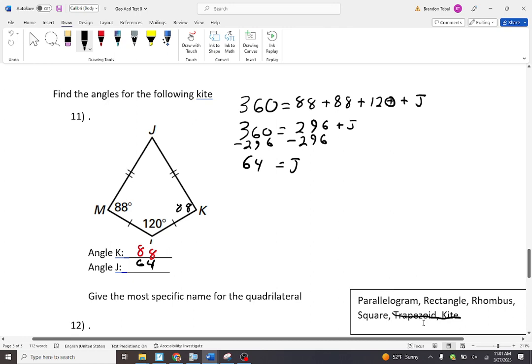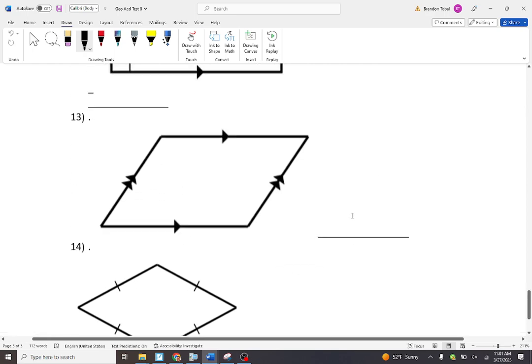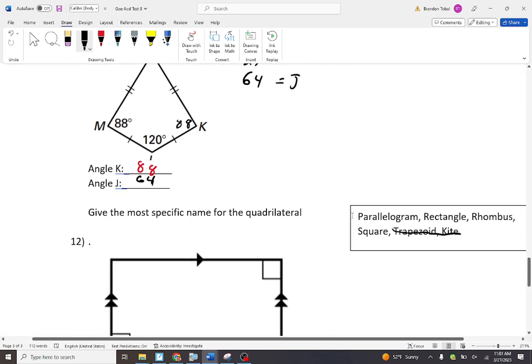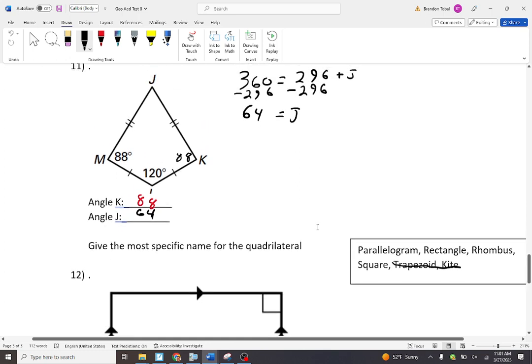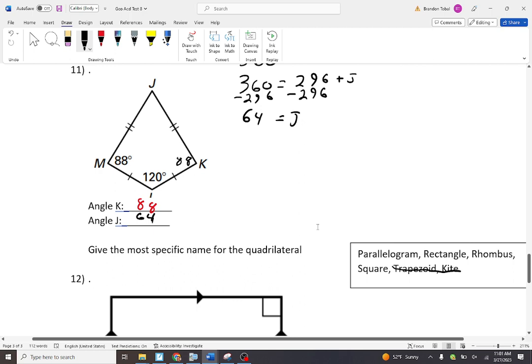We're not going to use trapezoid and kite because we didn't talk about that in detail. On this one it didn't really matter, but I want to point it out: you don't have to worry about identifying kite and trapezoid. On your test, guaranteed, it will be either a parallelogram, rhombus, rectangle, or a square.